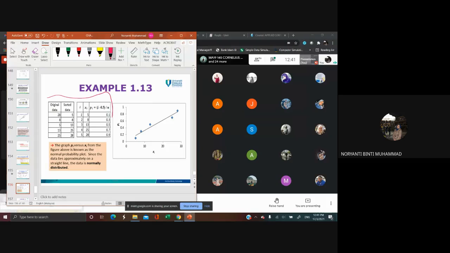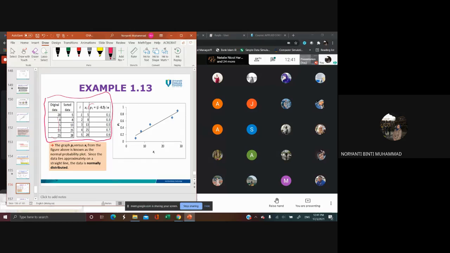This one is important. Usually students make mistakes when they do this normal probability plot. They don't follow this step correctly. First, this is your data. You sort your data first, and then you have your i, in ascending order: 1, 2, 3 until 5. And then you have your data back, which is this one, 5, 8.